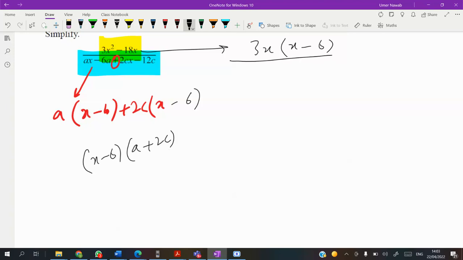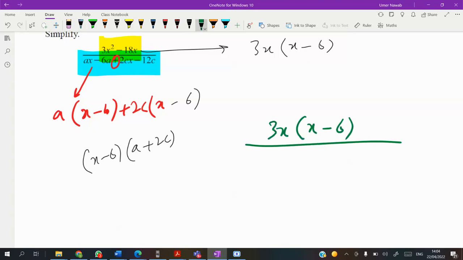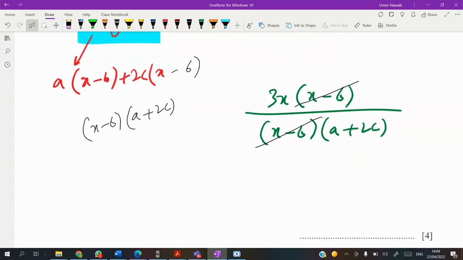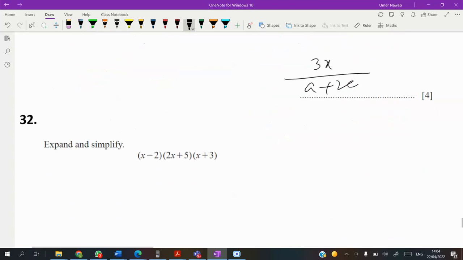So that has to be written here. Now, the top one was 3x, x minus 6. Denominator was x minus 6 and a plus 2c. As per rule, always in simplification, something has to be cancelled. My final answer is 3x over a plus 2c.